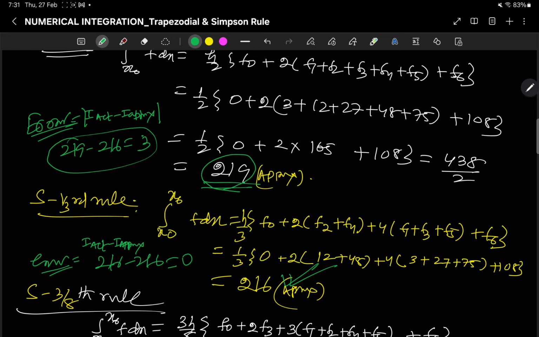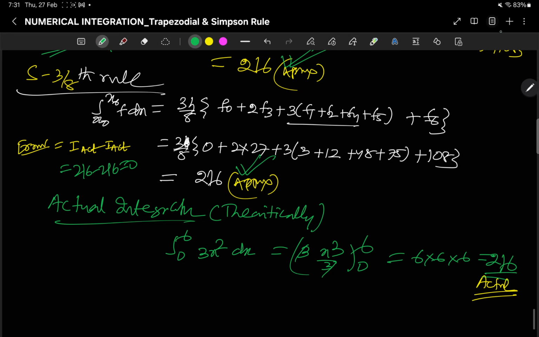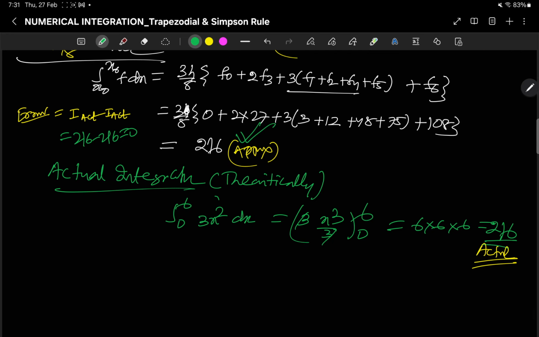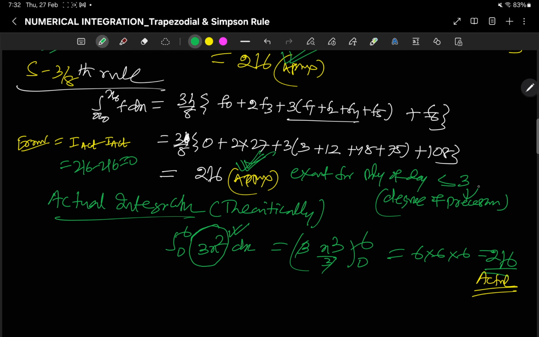However, the trapezoidal rule is accurate for polynomials of degree less than or equal to 1, and Simpson's rule is exact for polynomials of degree less than or equal to 3. Since we are evaluating a polynomial of degree 2 here, there is no error because it is exact for polynomials of degree less than or equal to 3. So what we call the degree of precision here is 3.